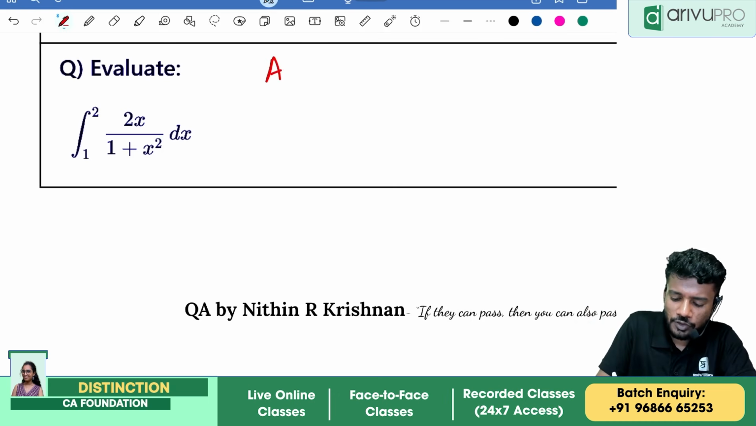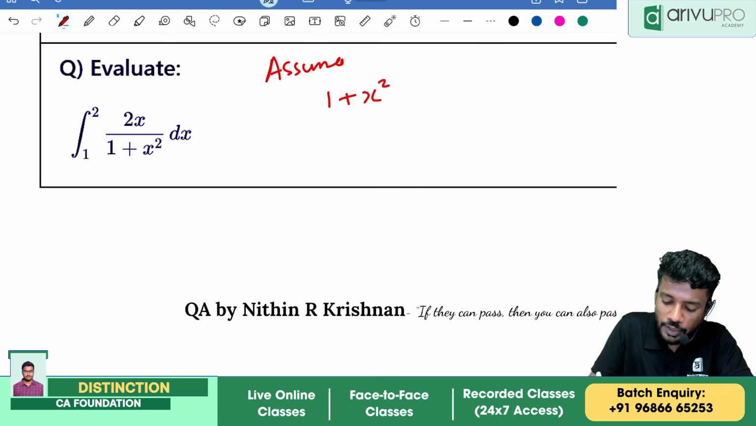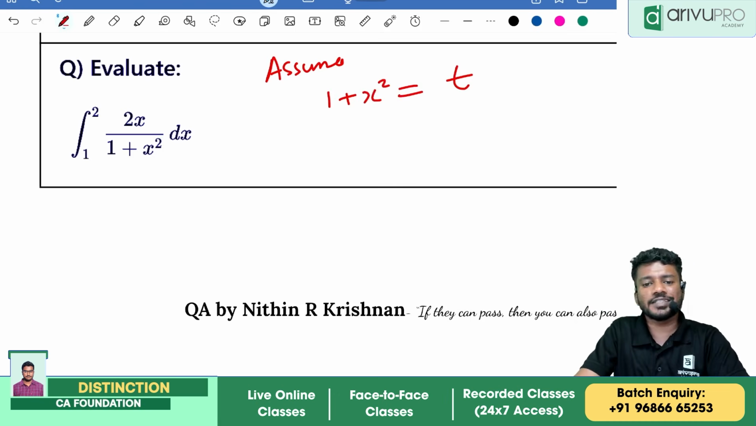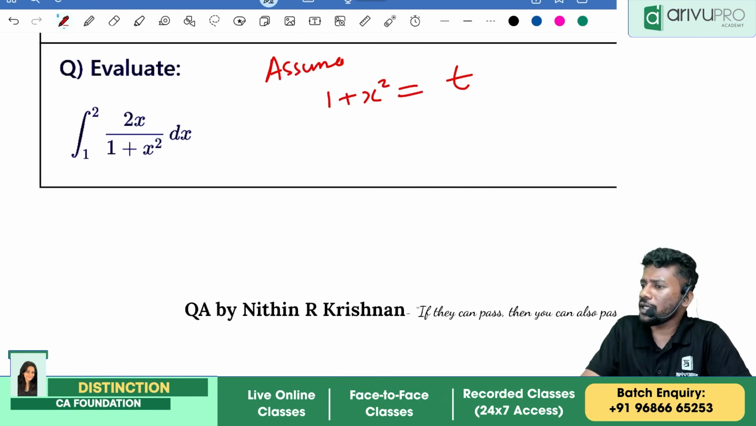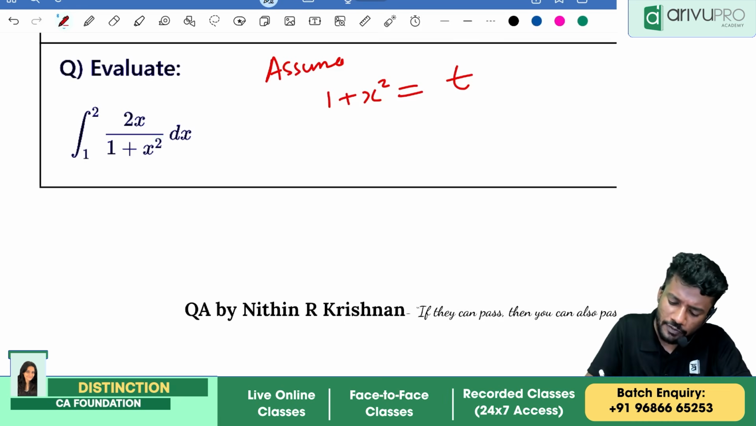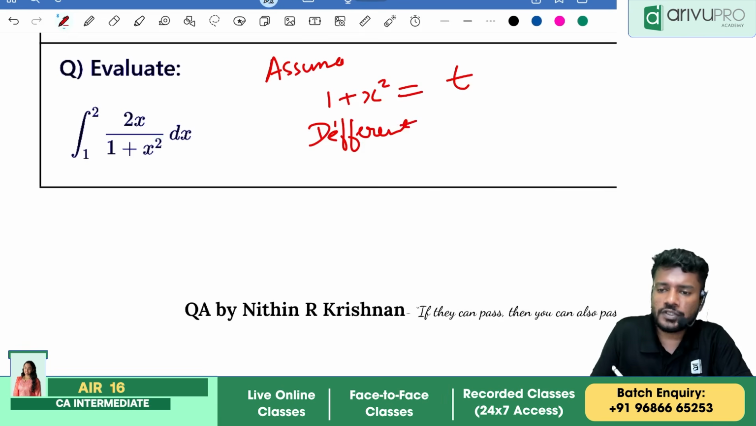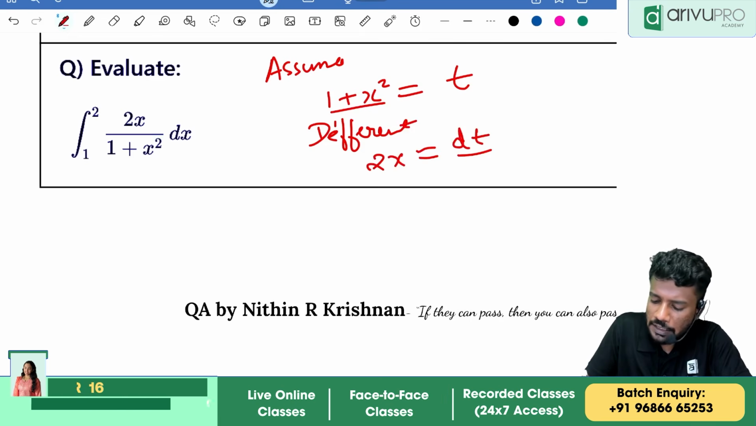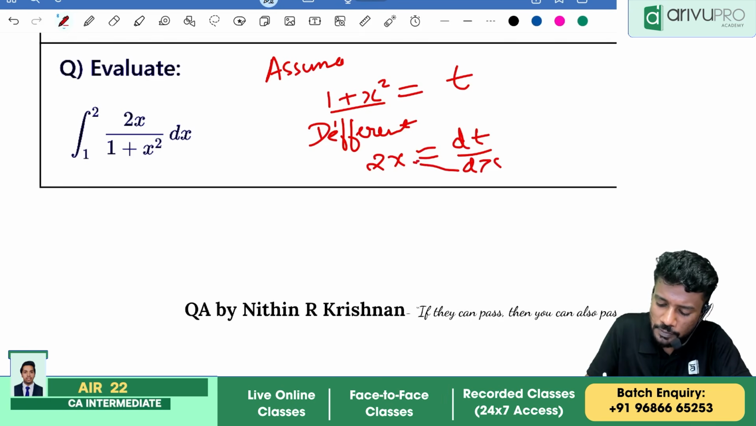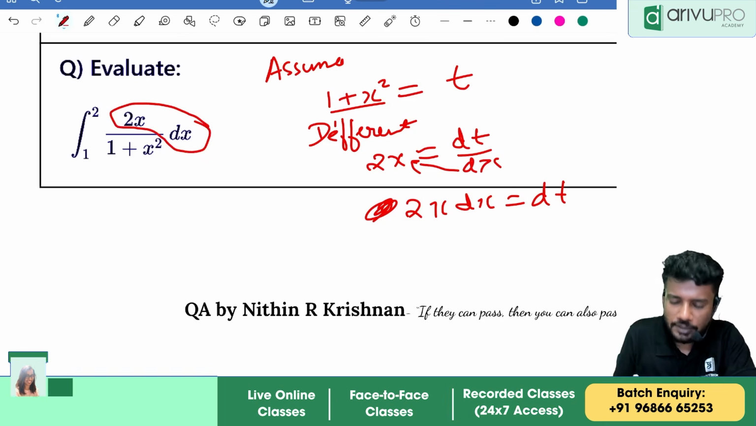We will assume the denominator, 1 plus x square, is equal to t. Then we find a certain value. Now differentiate both sides: 2x is equal to dt by dx. Cross multiplying, 2x dx is equal to dt. So what is 2x dx? It is dt.